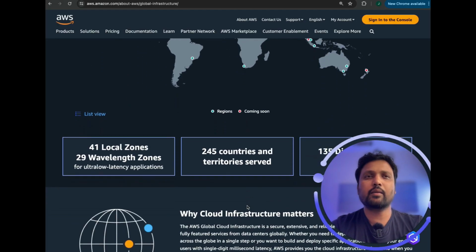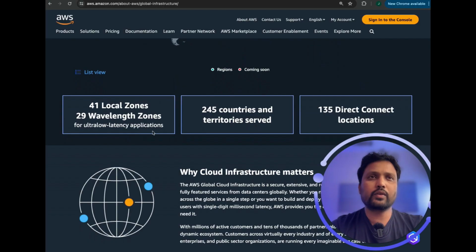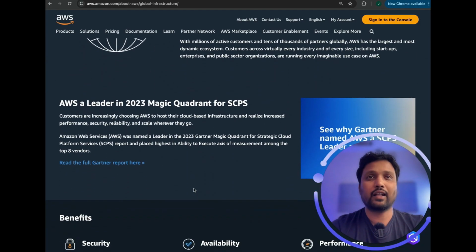You can also see some 41 local zones and 29 wavelength zones. If you're interested, you can deep dive and learn about them.